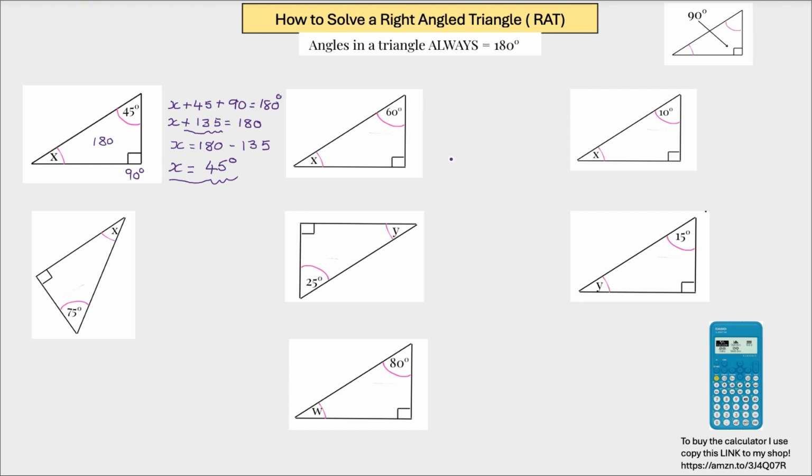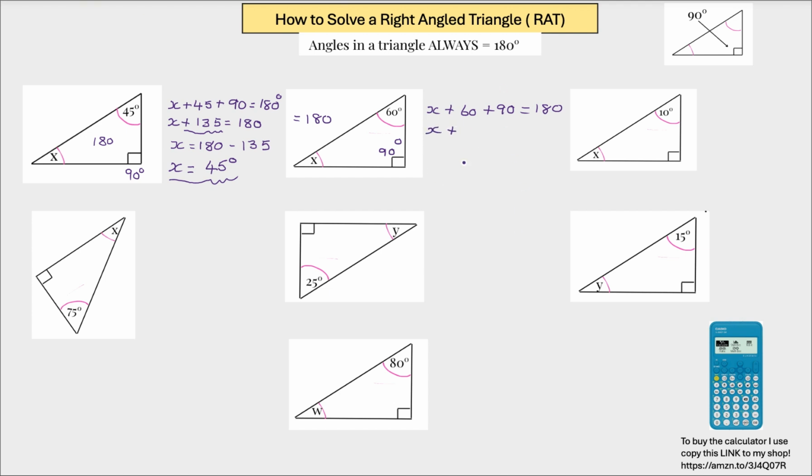So look at the picture first. What do you know? We know that that square is 90. So let's fill that in. And we know it equals 180. So let's do it. Let's go x. We plus the 60. We plus the 90. And we know it equals 180.